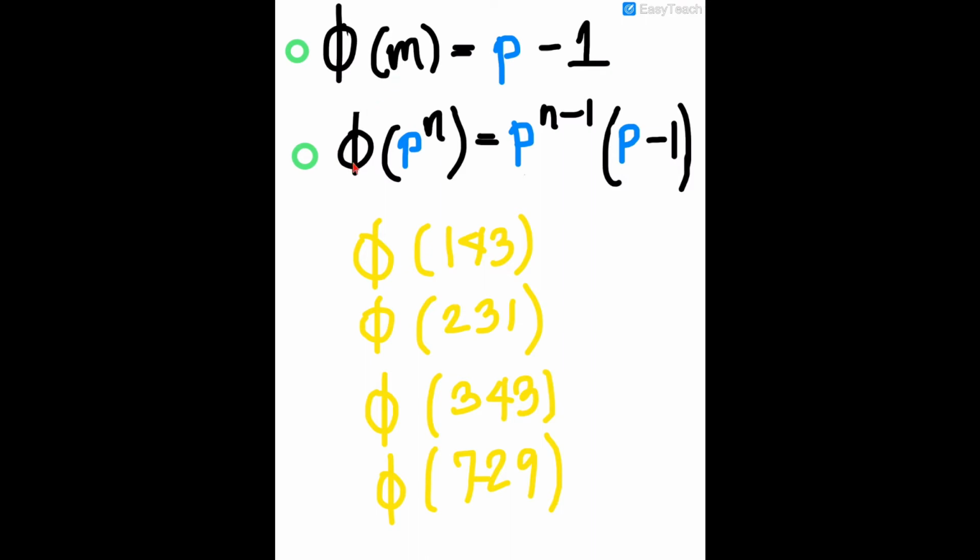If p is prime and n is a positive integer, phi of p raised to n is equal to p raised to n minus 1 times p minus 1, where p is a prime number. So now, we are going to get phi of 143, phi of 231, phi of 343, and phi of 729.